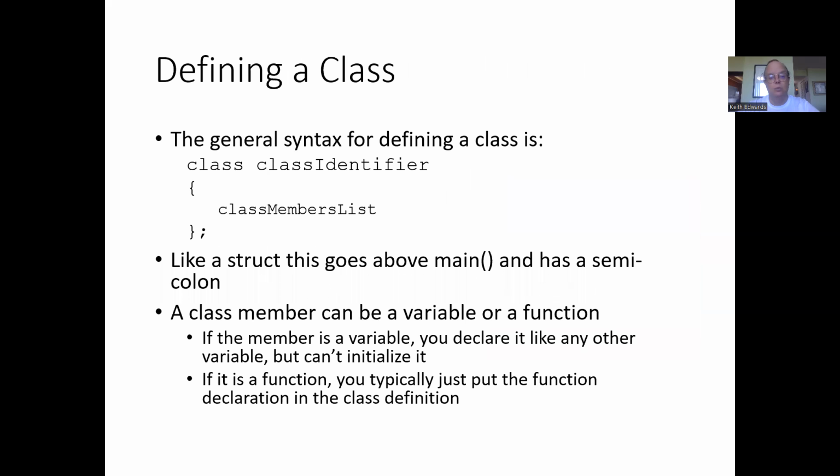So how do we make classes work? The general syntax for defining the class that we saw on Monday was class followed by the name of the class, and then giving it a member list in terms of functions and properties or member variables. So like a struct, this will go above main and will have a semicolon. A class member can be either a variable or a function. If it's a variable, you declare like any other variable, but you can't initialize it, at least not just yet. If it's a function, you typically just put the function declaration in the class definition.